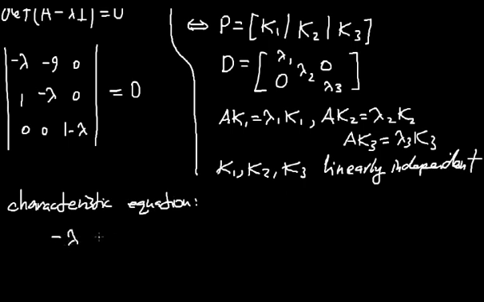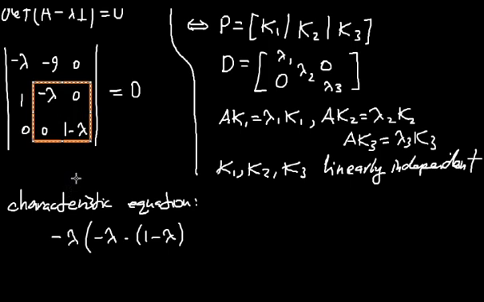Minus lambda times 1 minus lambda, and then minus from that 0. Just to clarify, what I'm doing here is multiplying minus lambda with the determinant of this 2 by 2 matrix. But of course, minus 0 doesn't change the value, so we can end it off there. So it's minus lambda times the determinant of that 2 by 2 matrix, which is this.